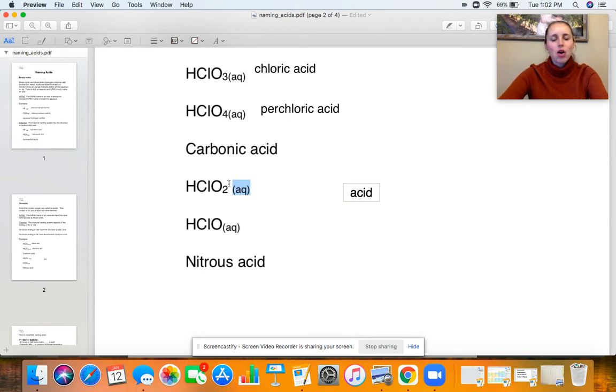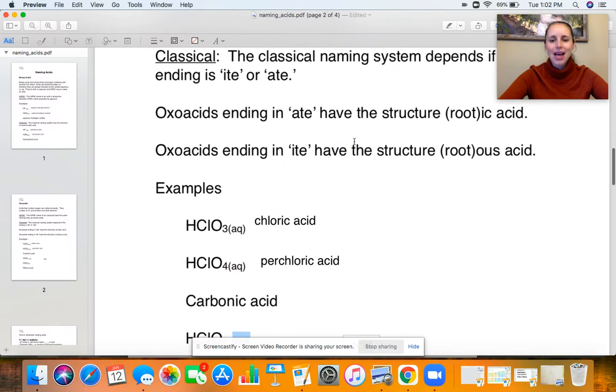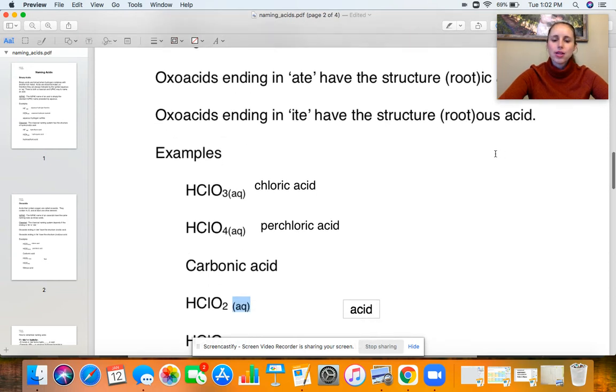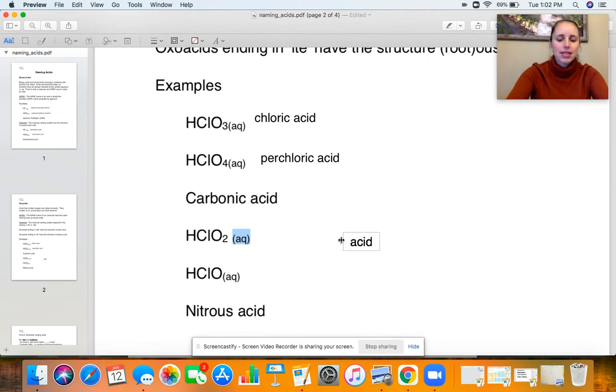Now ClO2, we have to figure out what polyatomic compound this is. And if you actually look up what polyatomic compound it is, it's going to be chlorite. So it's going to have that ite ending. Since it has an ite ending, we're going to use this structure: root, ous, acid. So the root in this case is still going to be chlor, but rather than chloric, we're going to call it chlorous acid. So we're going to have that ous because it's got an ite ending. So chlorous acid.